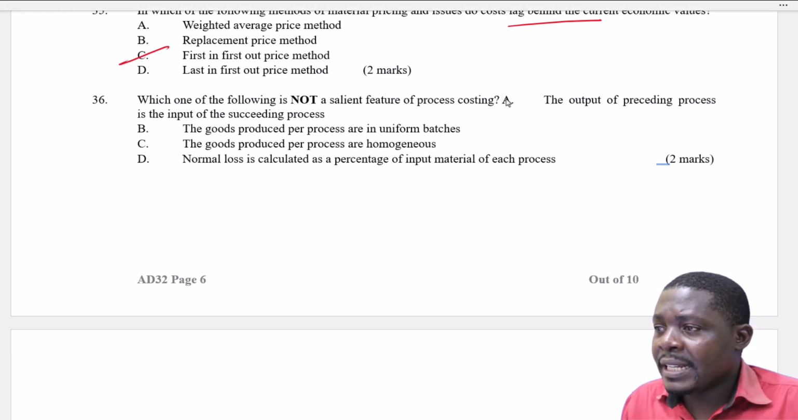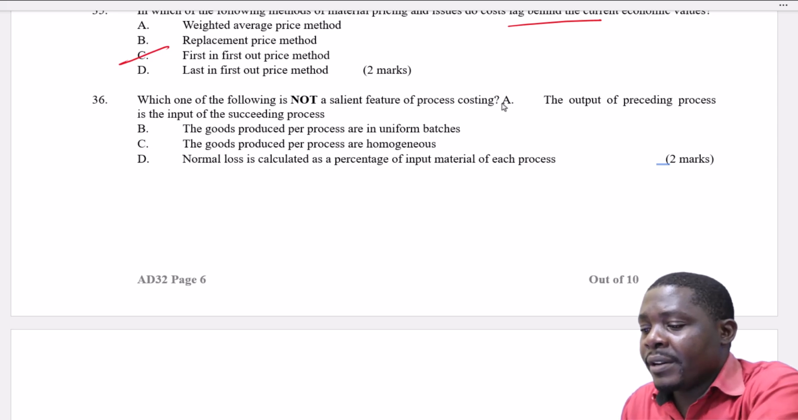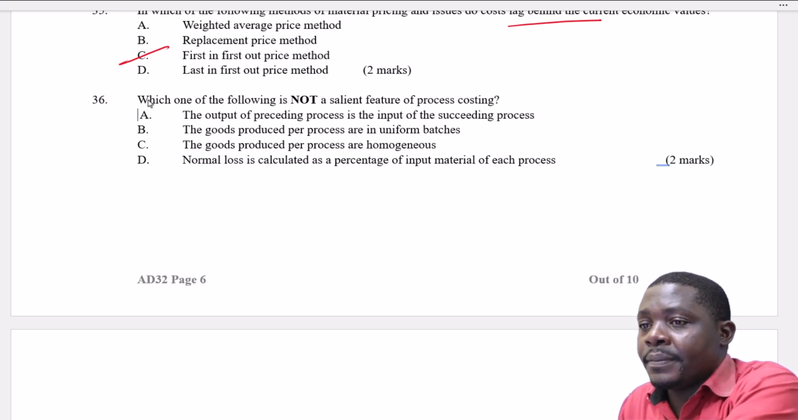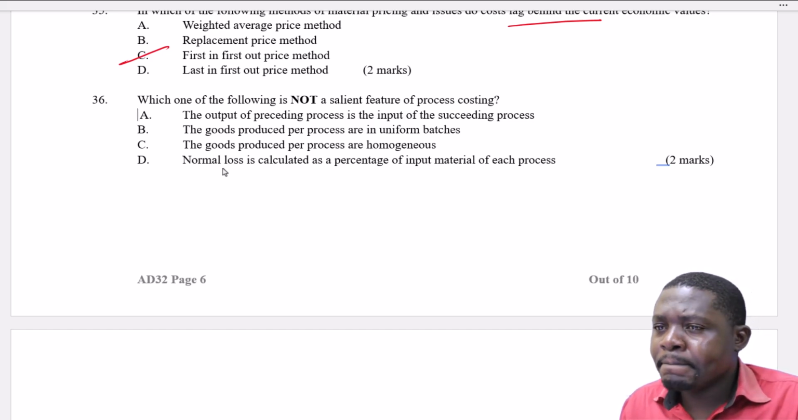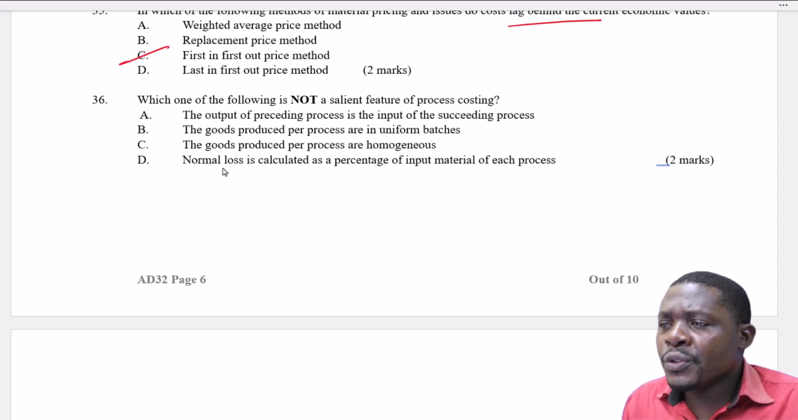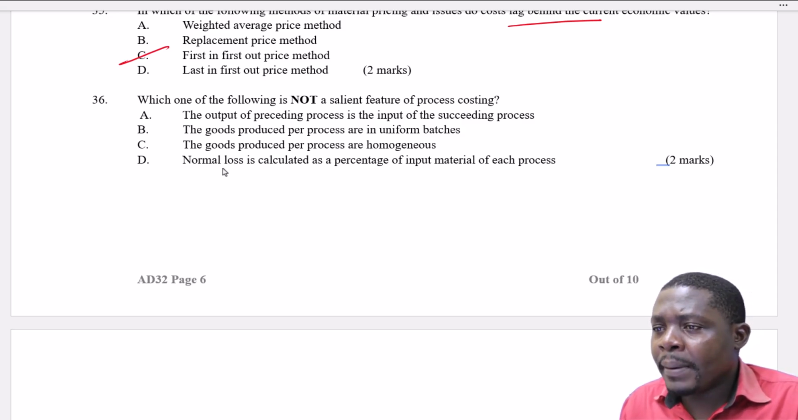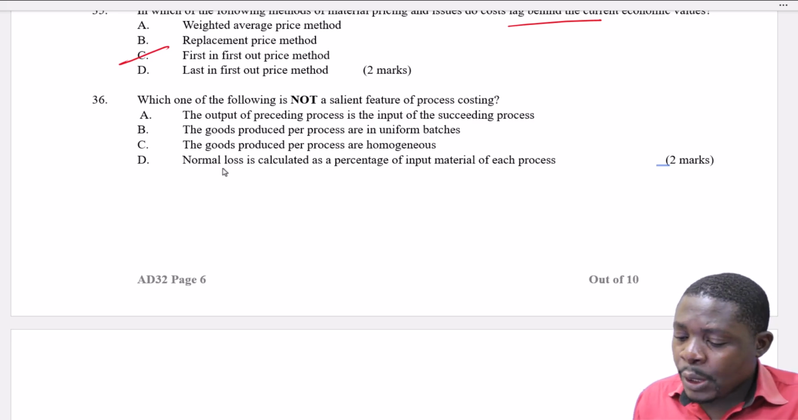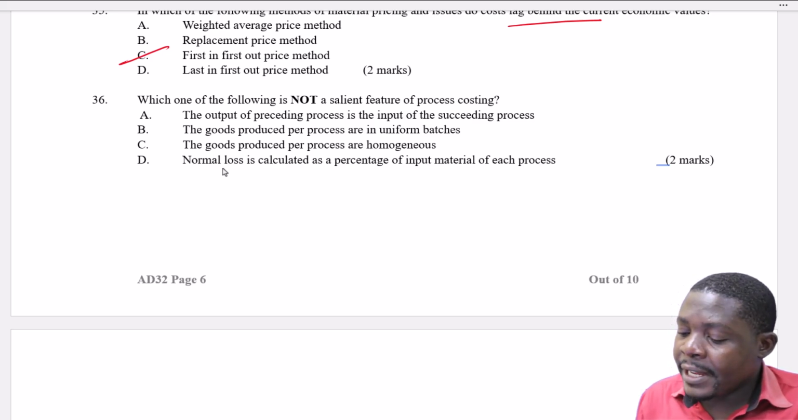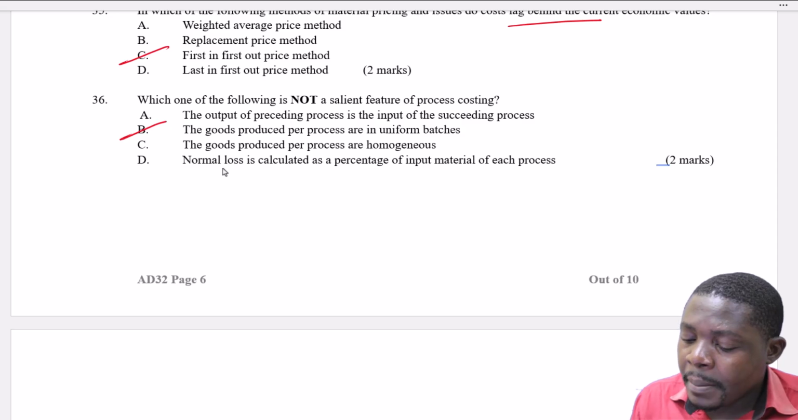It's not a salient feature of process costing. We have A, the output of one process is the input of the next process in process costing. B, the goods produced per process are in uniform batches. Then the goods produced per process are homogeneous, which is true. The normal loss is calculated as a percentage of input, correct. Now the answer in this case should be B. The goods produced per process are not in uniform batches.